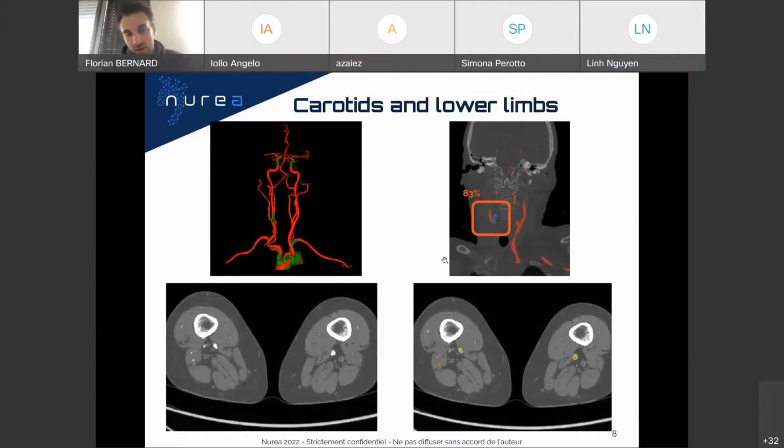So there are other diseases. We talk about aneurysms. Now you have examples of stenosis. You can see here in blue, for example, in the image in top right, you have the calcifications. Here it's a stenosis degree of 83%, meaning that the vessel, the carotid, which irrigates the brain, is occluded at 83%. And you have other examples in lower limbs, just to show you a global view of what a physician needs to see in the images.